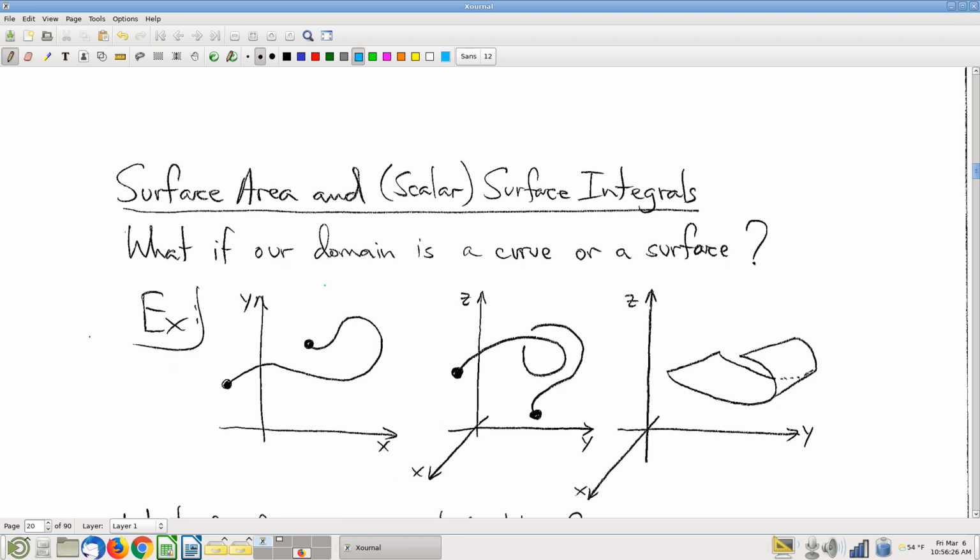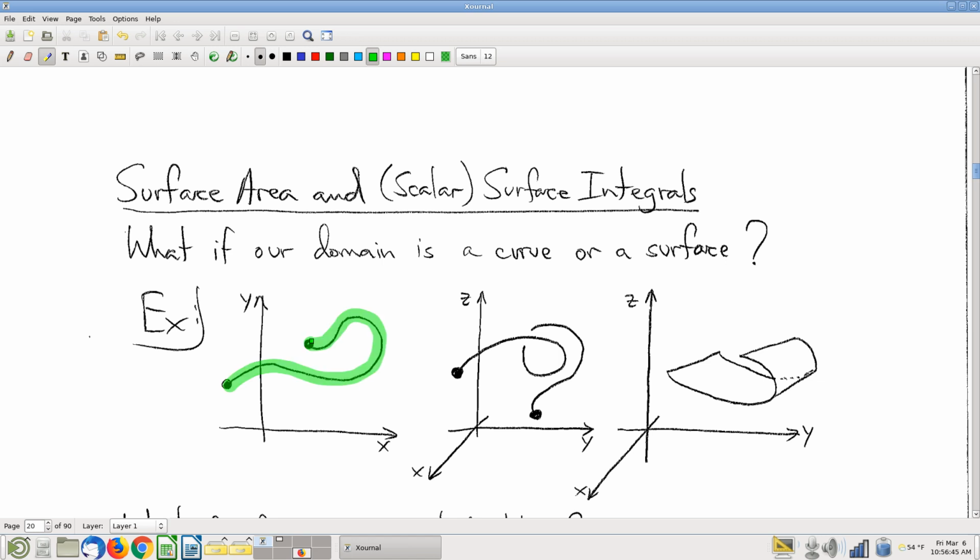Okay. Likewise, what if your domain is a curve in space? Or, weirder, what if your domain is a surface in space? Right? This is all very weird. Now, what are the real world applications to these kinds of things? And when will I ever need to chop it up, add it up on an interval?